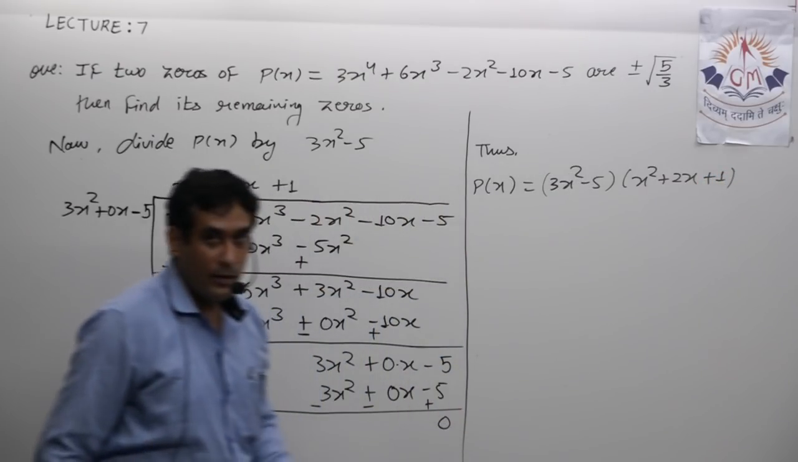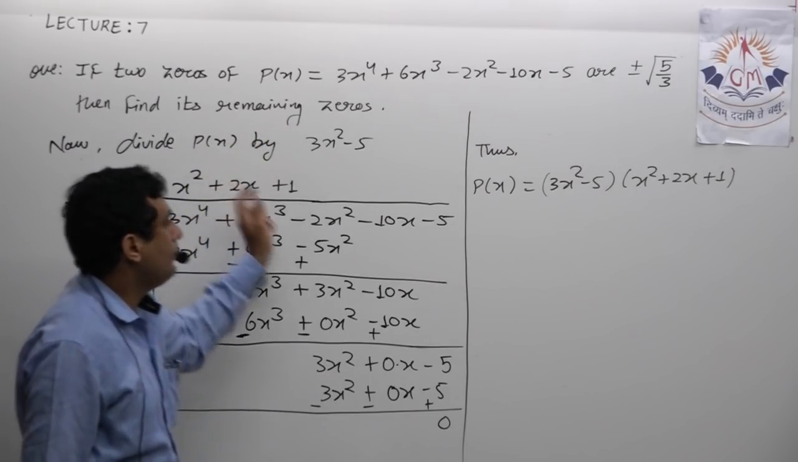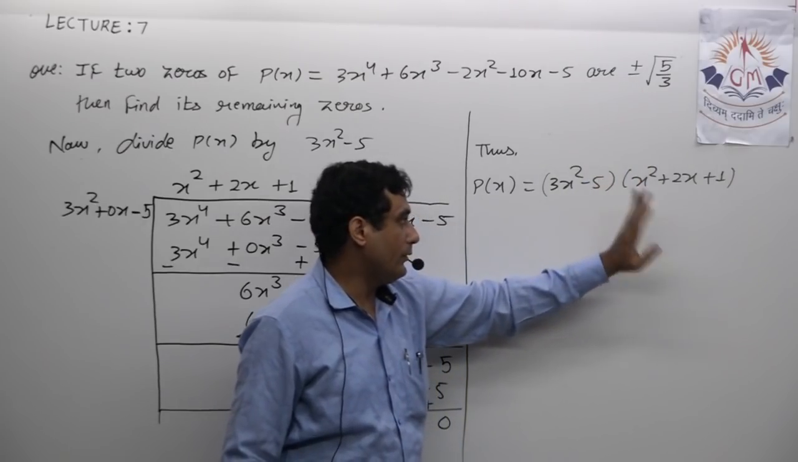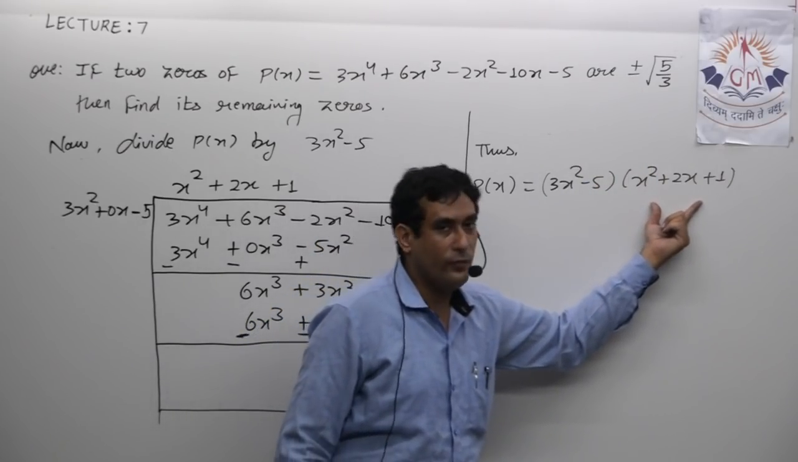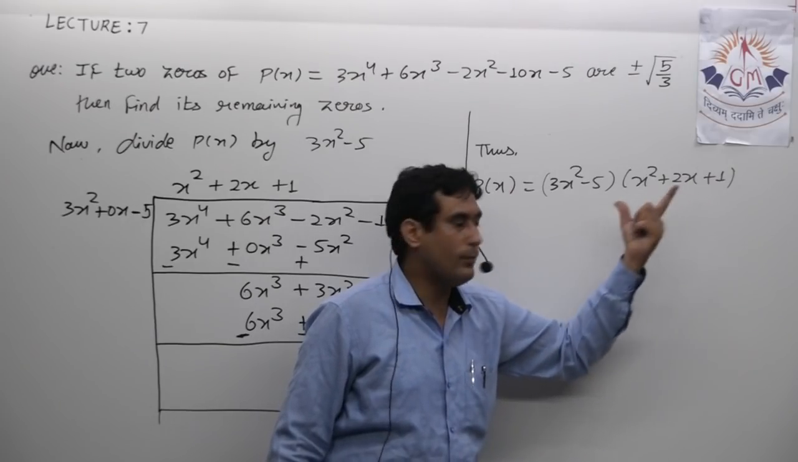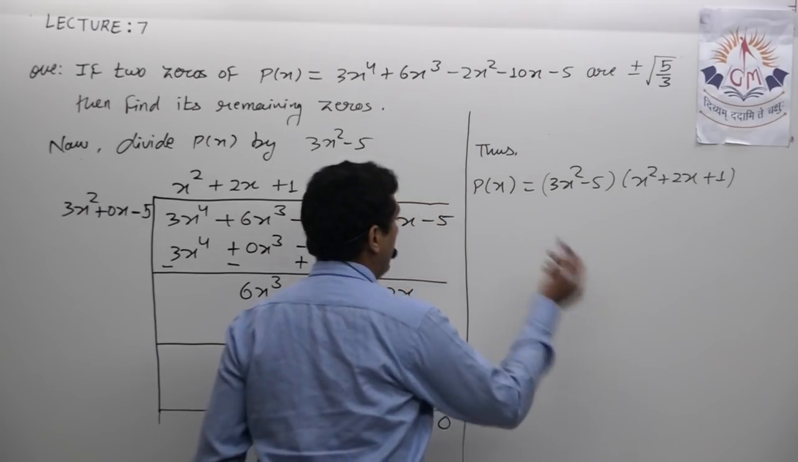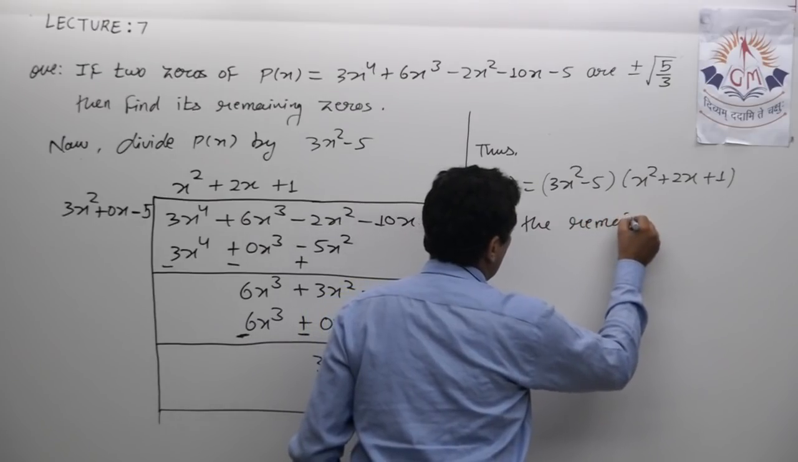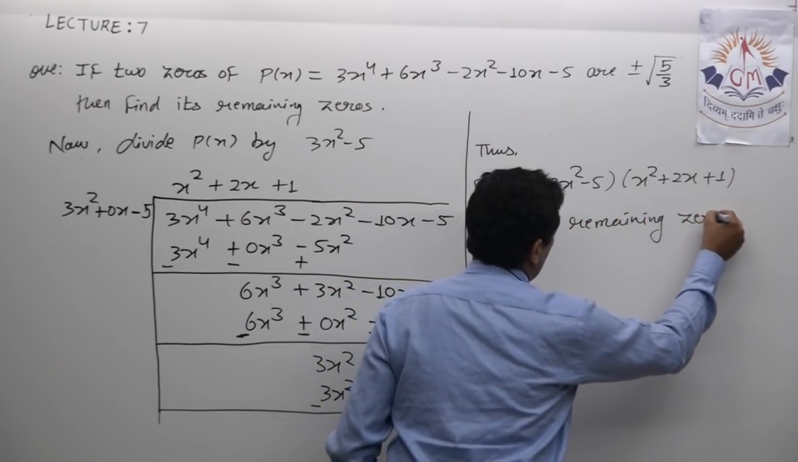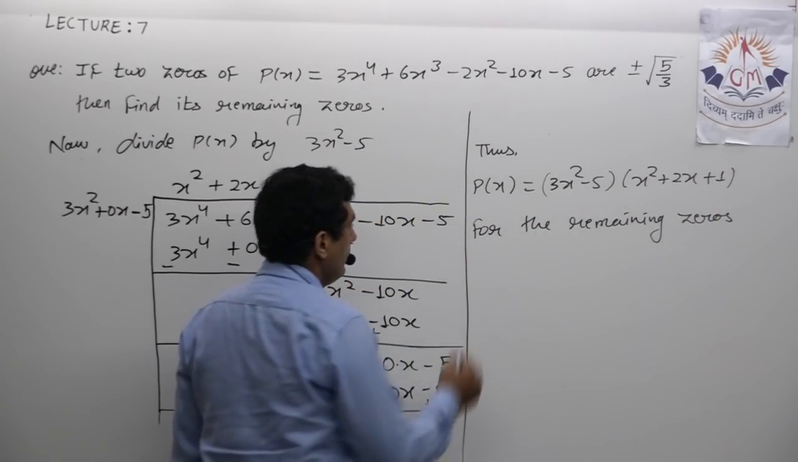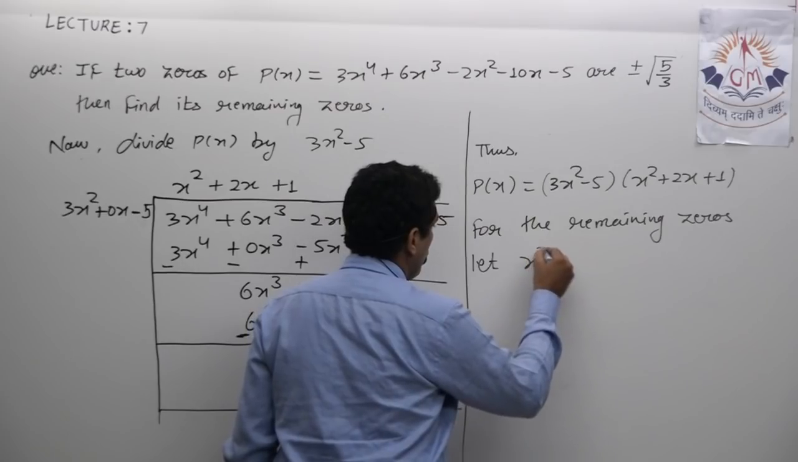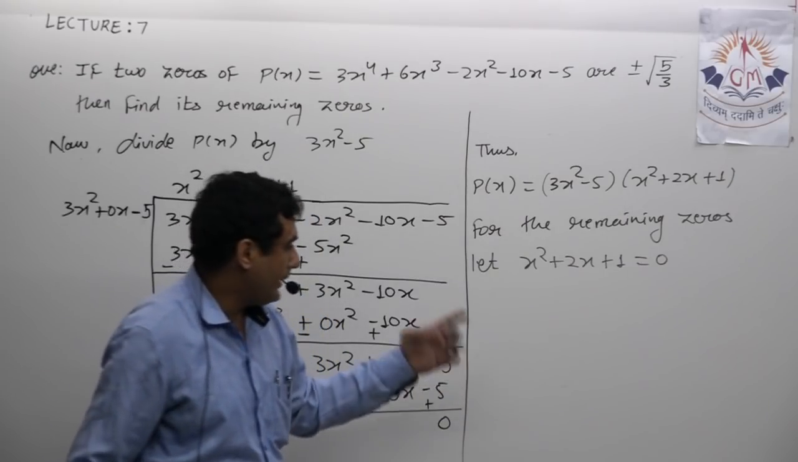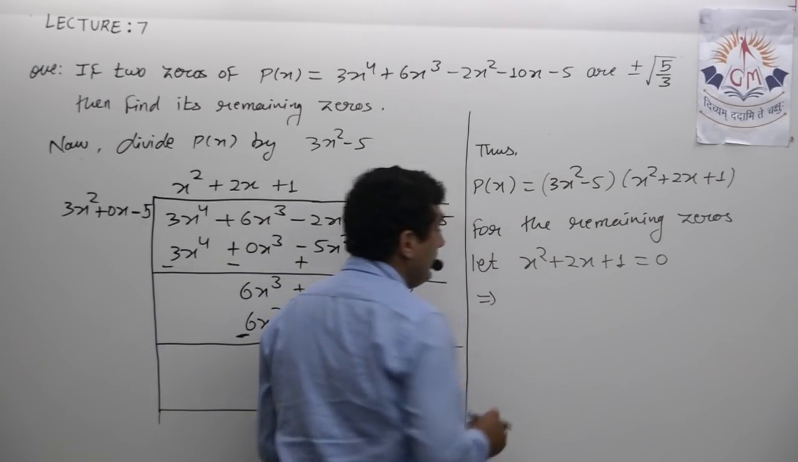Now what are we supposed to find? We have to find the remaining zeros. So these are two factors. This factor gave these 2 zeros which were given in the question. Now definitely to get the remaining 2 zeros, I have to factorize this polynomial, which is the quotient polynomial. So for the remaining zeros, let x square plus 2x plus 1 is equal to 0. Okay, I will take that polynomial equal to 0. Now I have to find the factors.